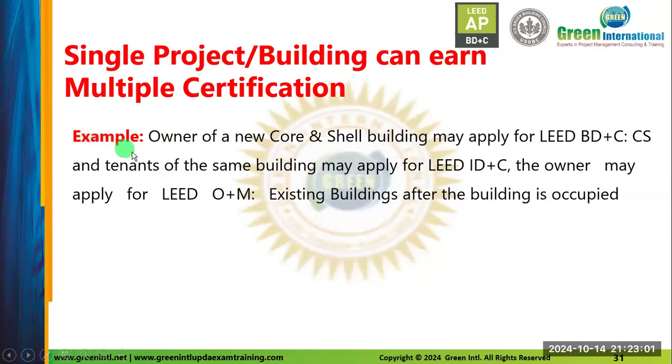The building can take multiple certifications during its life cycle. And who will decide? The owner, in all cases, during design and during construction. So it can take BD+C, and after that it can take O+M. It can take LEED BD+C Core and Shell, and after that, for example, ID+C, and so on.